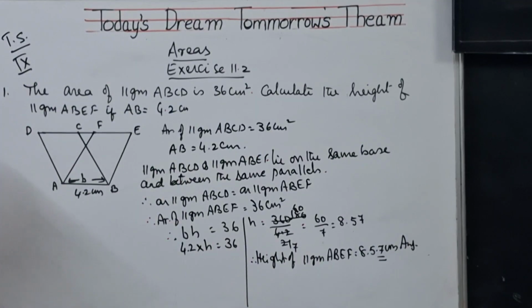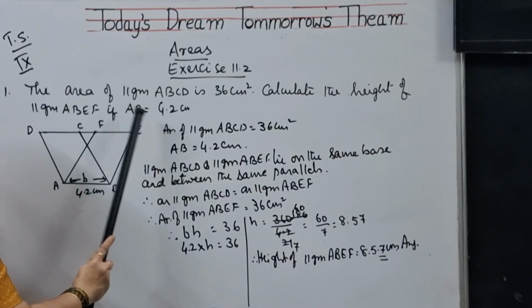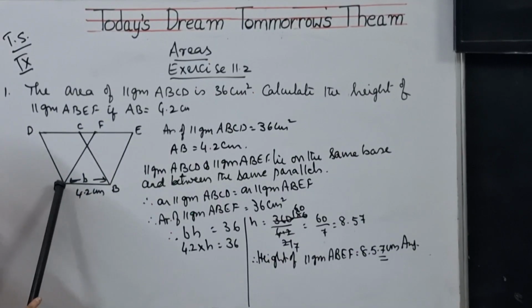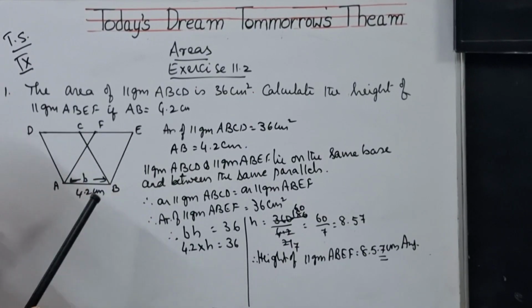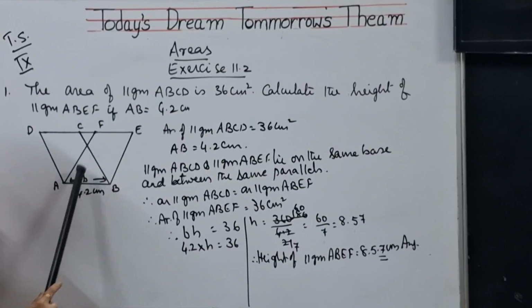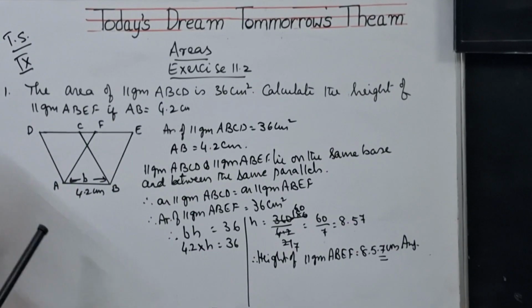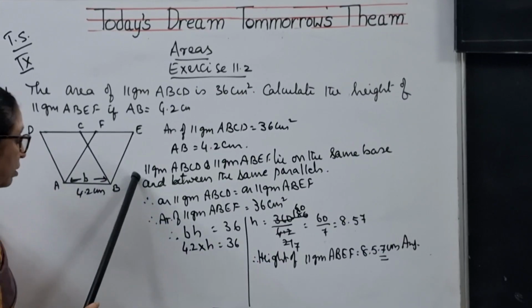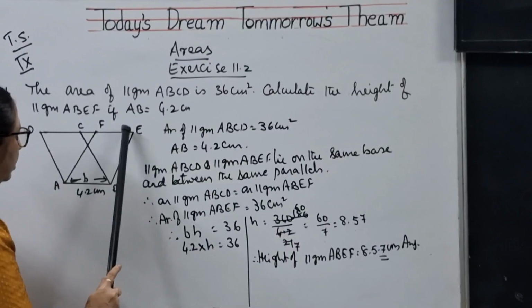Please note it down. I hope I am clear. Once again, let me explain. They have given area of parallelogram ABCD. This is the figure given to you, children. In this ABCD is one parallelogram, ABEF is another parallelogram. These two parallelograms are lying on the same base and in between the same parallels. So when parallelograms lie on the same base and between the same parallels, they have equal area. So basing on this property, area of ABCD is equal to area of ABEF.